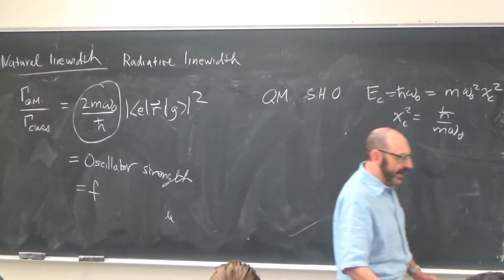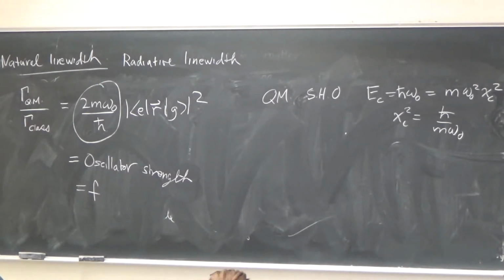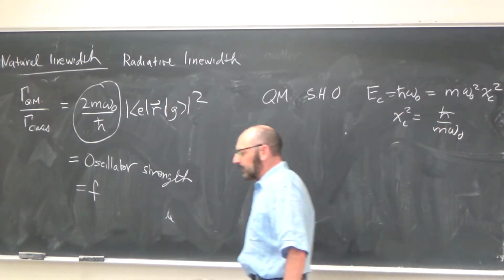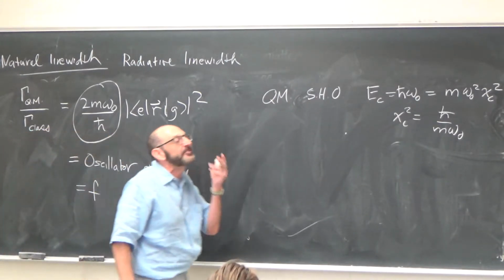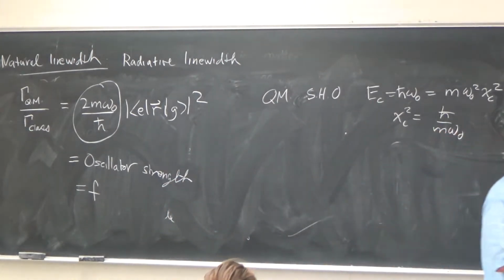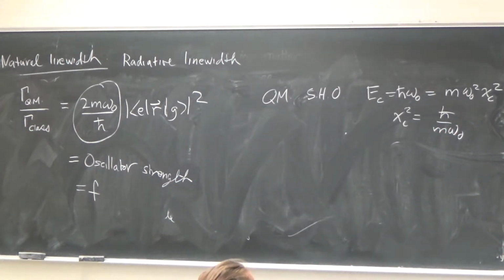So back in the day, even before my day, when Lorentz was working in the early part of the 20th century, they had this model of the electron bound to try to explain absorption line shapes. The Lorentz oscillator model worked pretty well, but they had to put a fudge factor in. That fudge factor was called the oscillator strength. They didn't really know where it came from.